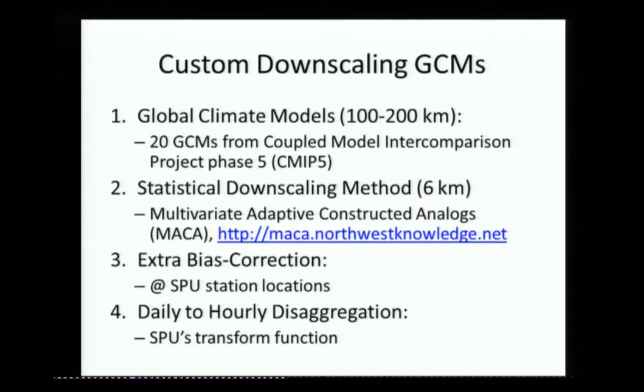Then we've taken that one step further, because what the MACA downscaling provides is 6-kilometer gridded data, but SBU's hydrology model uses weather station data as inputs. So we needed to do one extra bias correction to make sure that data was matching up with the observed records that they use. And then the fourth step that Joan mentioned is that we needed to convert this daily data to hourly, because their model uses hourly data to derive the hydrologies.